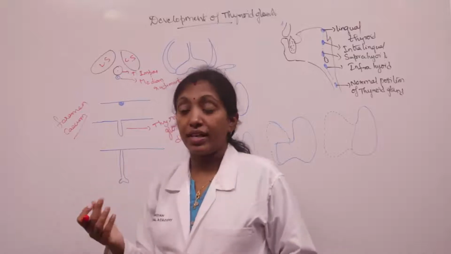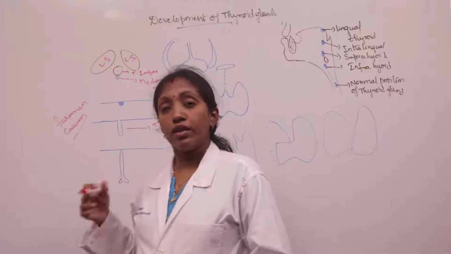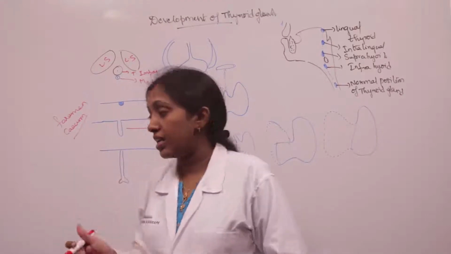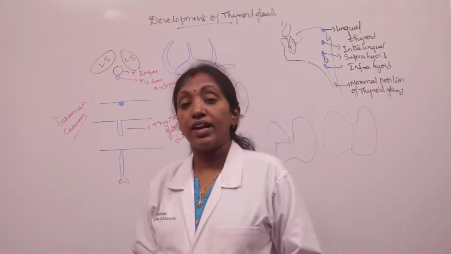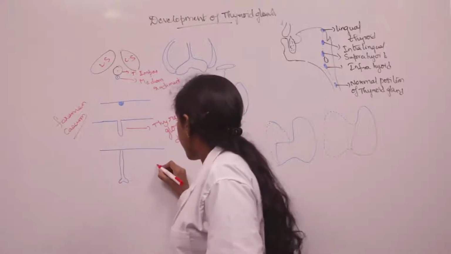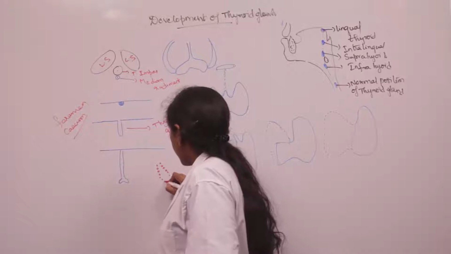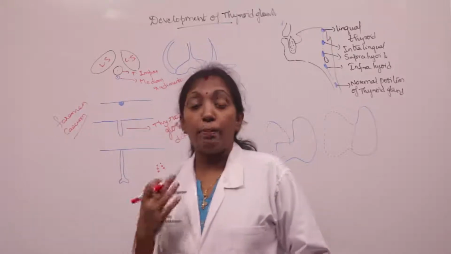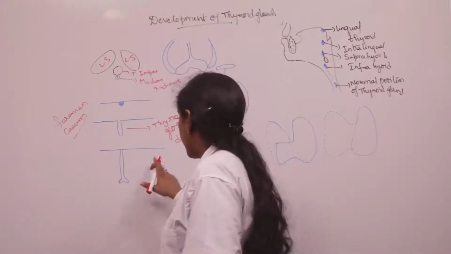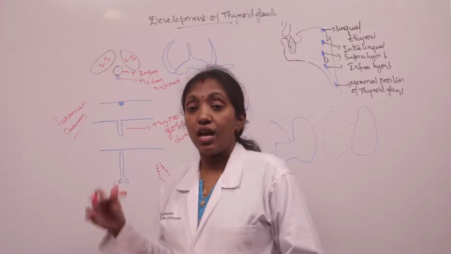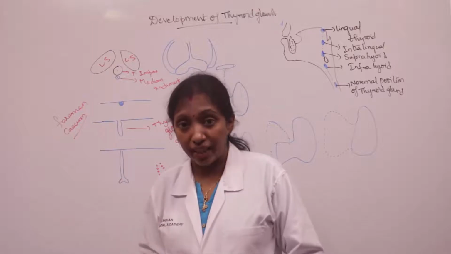Before regression, the thyroglossal duct divides into bilaminar cords of cells, which means the cells are arranged in two rows. Into these bilaminar cords of cells the colloid enters. That's why we call them superior thyroid follicles.